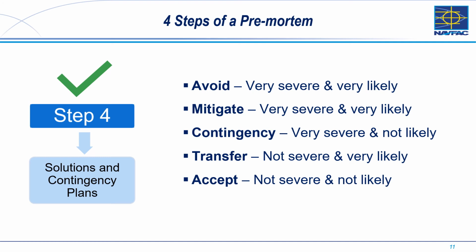The next is to mitigate. This applies to very severe and very likely, also known as risk reduction. Actions are taken to lessen the probability or the impact of the problem. The threat has been anticipated and provisions for addressing it are in place.